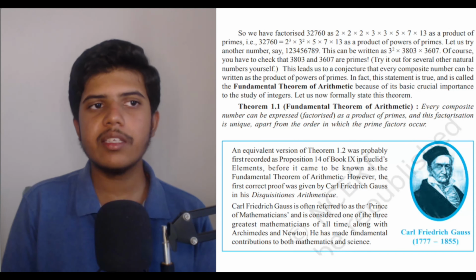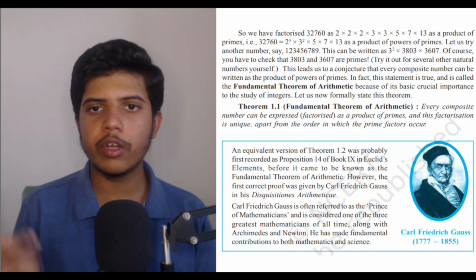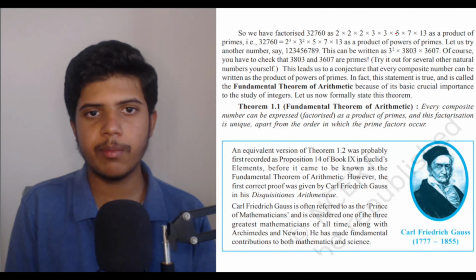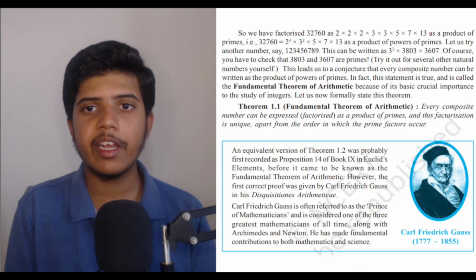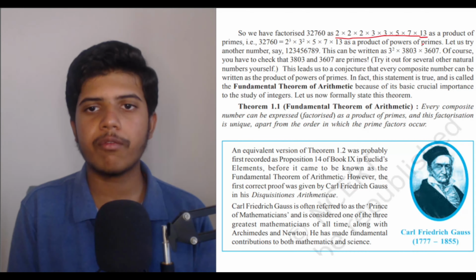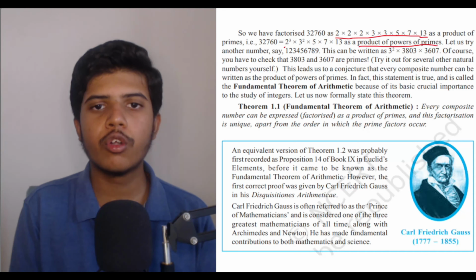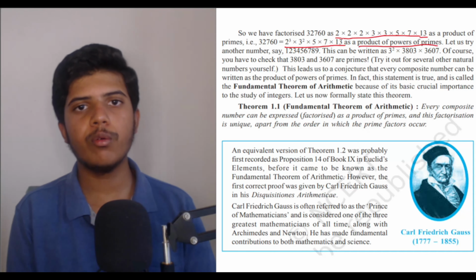So we have factorized 32760 as 2 into 2 into 2 into 3 into 3. So this is what we discussed as a product of primes. When you're writing it in terms of primes, it needs to be written entirely like this. However, if you're writing it in terms of products of powers of primes, then 2 cube into 3 square into 5 into 7 into 13.